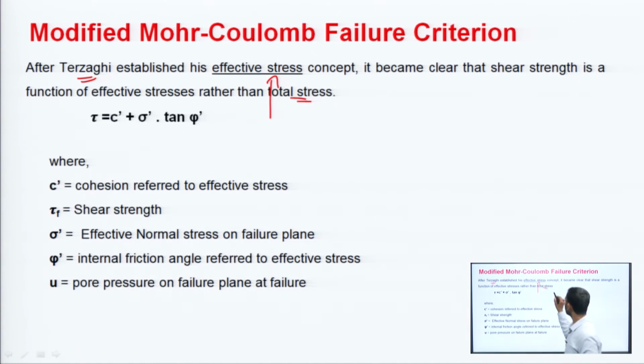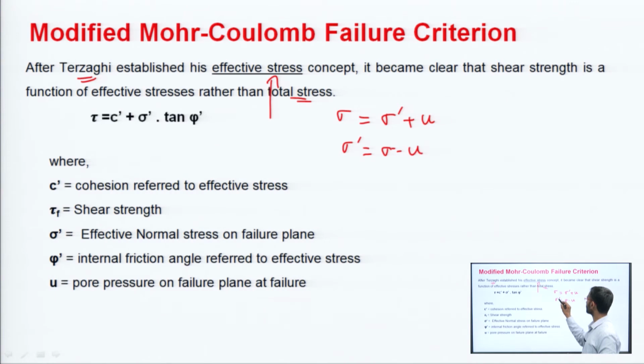So you already know that total stress is this and effective stress is this one plus u, alright. So that is given there, and you can simply find effective stress by total stress minus pore water pressure. So this effective stress concept was given by Terzaghi, and that was being used. Alright, that was being used.